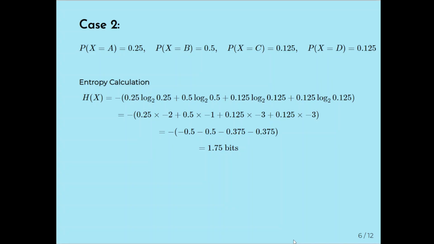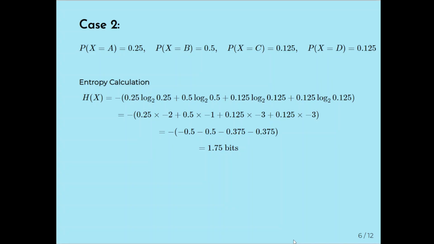0.125. Okay, so what we have here is minus 0.25 times log to the base 2 of 0.25, that's A, plus 0.5 times log to the base 2 of 0.5, that's B, plus 0.125 times log to the base 2 of 0.125 plus 0.125 times log to the base 2 of 0.125. That's C and D in both cases.